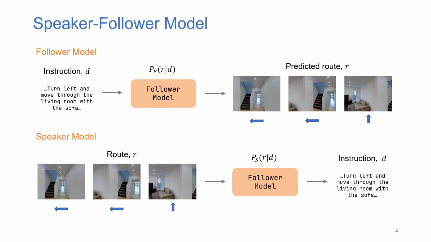Now let's take a look under the hood of this work. So we will take a higher level understanding of the models. As the title suggests, the speaker-follower model consists of two parts. Firstly, the follower model, which takes the instruction into account, and in return it gives the predicted routes.